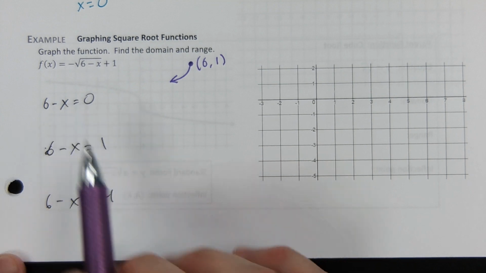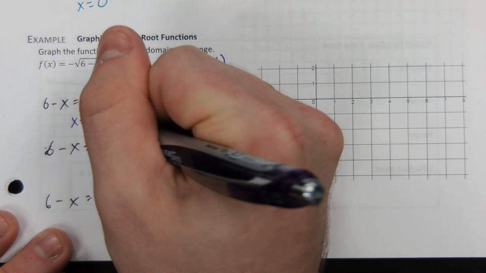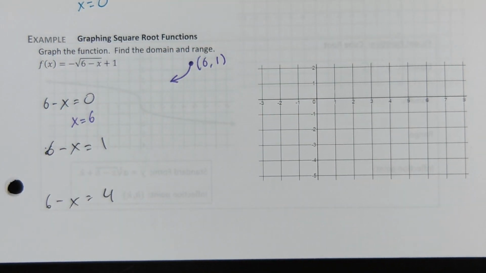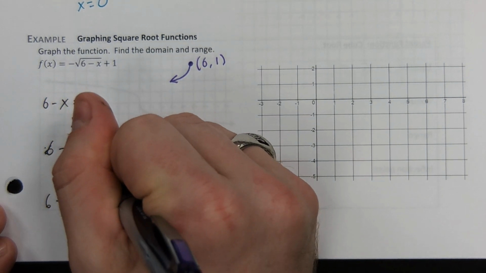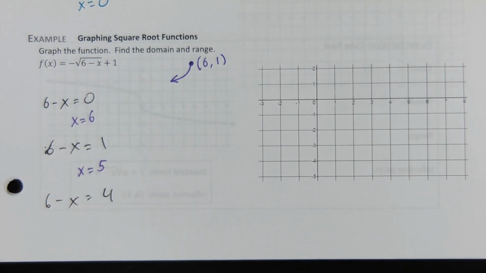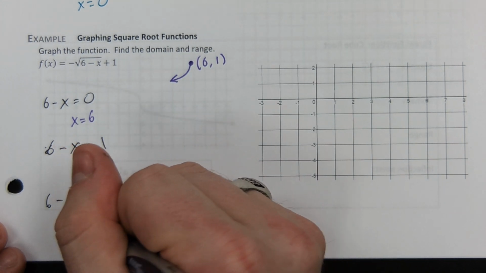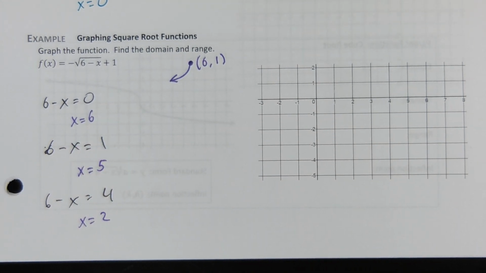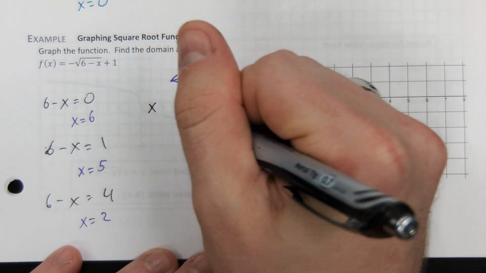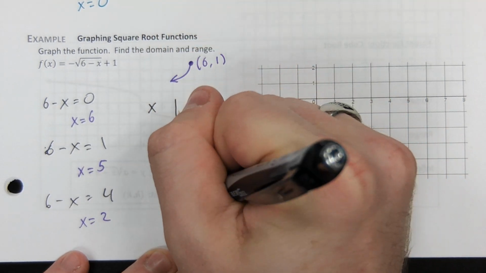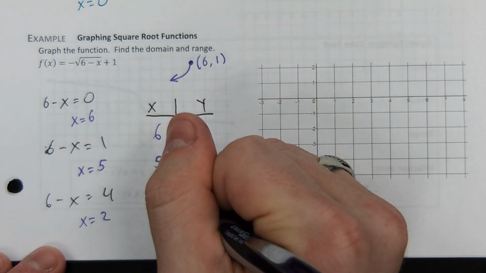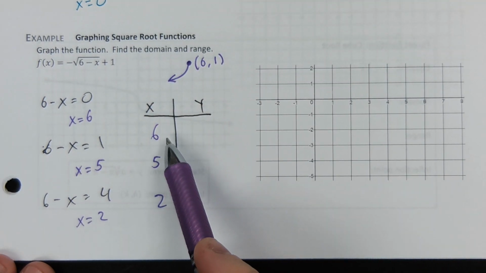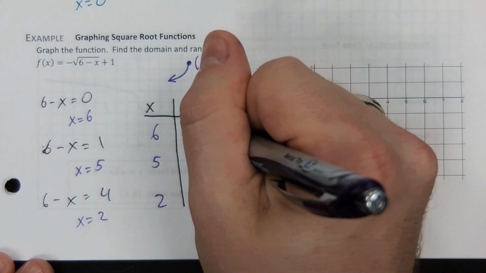We already know that 6 minus 6 is 0, so I know the first x is 6. What would I have to take away from 6 to get a 1? 5. And what would I have to take away from 6 to get a 4? 2. These are our 3 x values that we will plug in to get our y values. Here is my t-chart with my 3 x values on it. And by the way, you already know what y is when x is 6. It's 1.